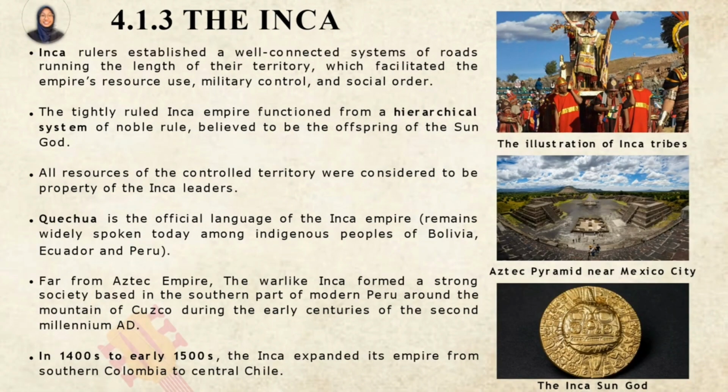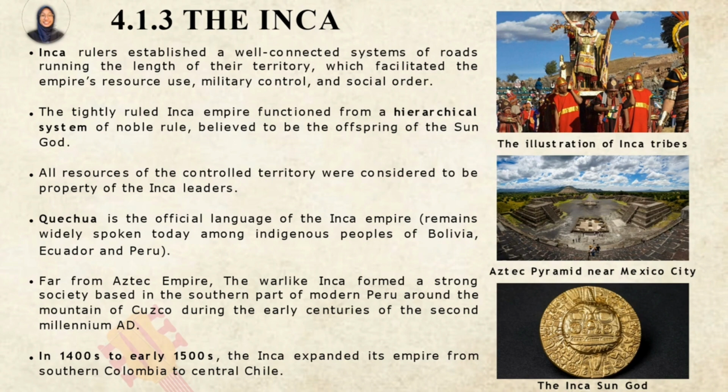Inca rulers established a well-connected system of roads running the length of their territory, which facilitated the empire's resource use, military control, and social order. The tightly ruled Inca Empire functioned from a hierarchical system of noble rule, believed to be the offspring of the sun god. All resources of the controlled territory were considered property of the Inca leaders. Quechua, the official language of the Inca Empire, remains widely spoken today among indigenous people of Bolivia, Ecuador, and Peru.